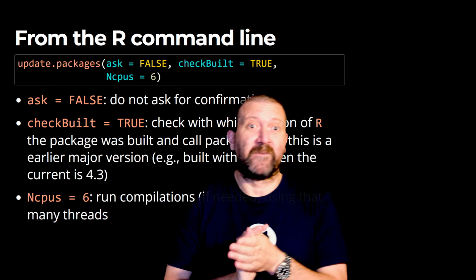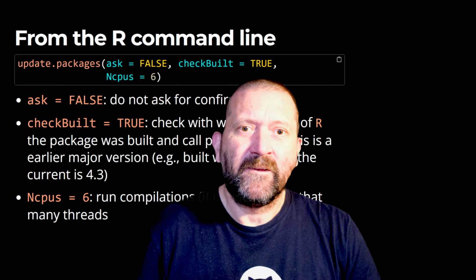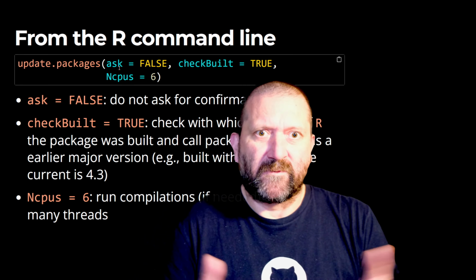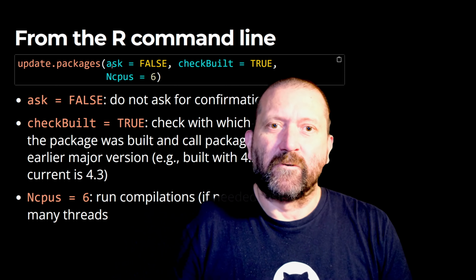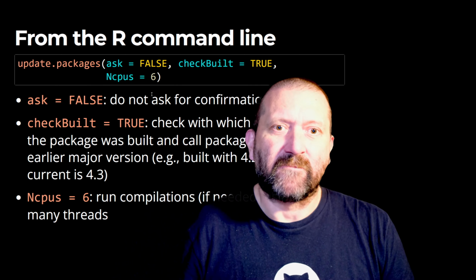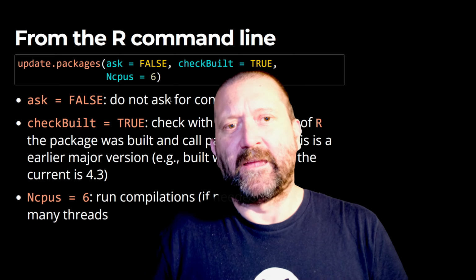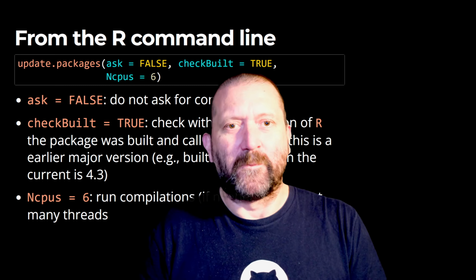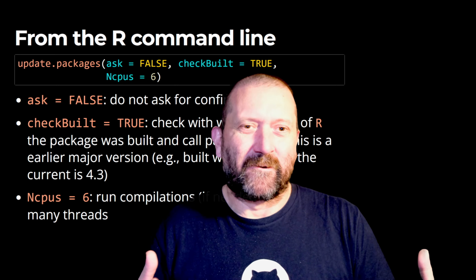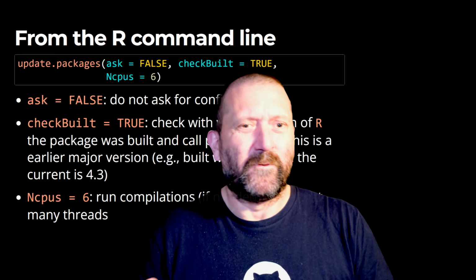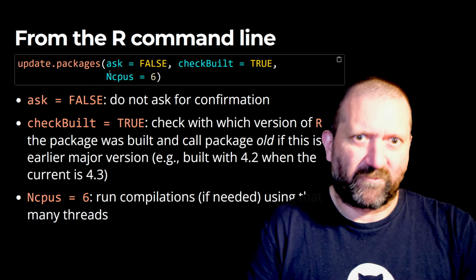You can also update things from the command line. In this case, the command is update packages, and here I've put what would be a typical command for this. So the options here are ask equals false. This means that when you're running the updates, it is not going to ask you for confirmation if it needs confirmation. So it might say, okay, do you really want to do this? Well, if you put ask equals false, there's no confirmation needed, it just proceeds.